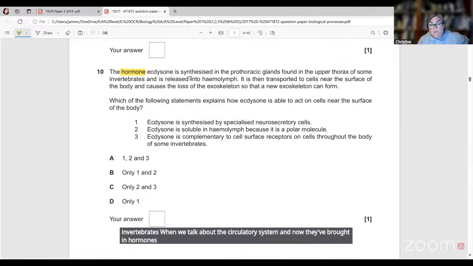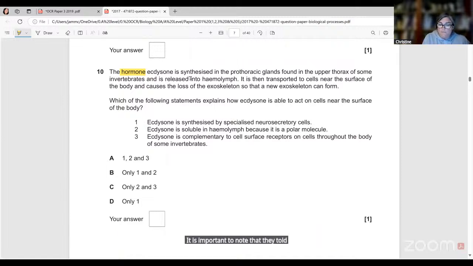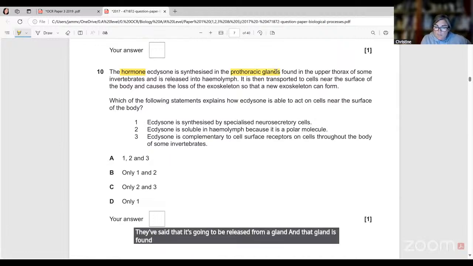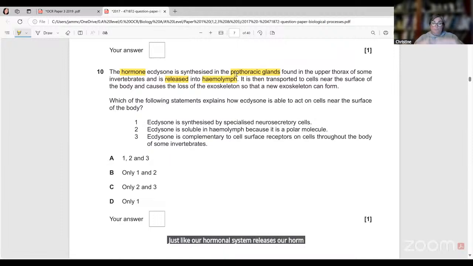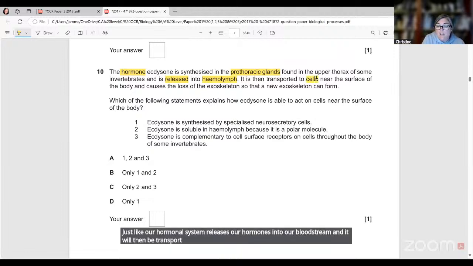So this question does throw a lot of students off, but actually it is important to note that they've told us the information here. They've given us information that it's a hormone. They've said it's going to be released from a gland, and that gland is found in the upper thorax of the invertebrate. It's going to be released into the hemolymph. So just like our hormonal system releases our hormones into our bloodstream, and it will then be transported to the target cells. So here we have the cells near the surface of the body, and that then causes the loss of this exoskeleton.